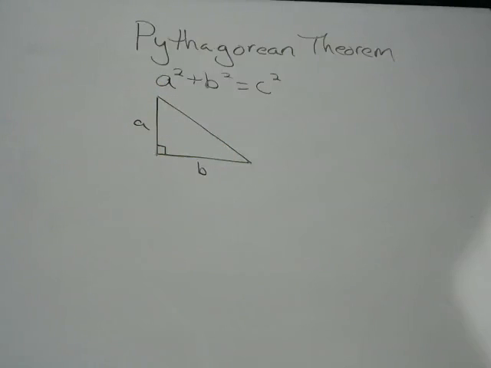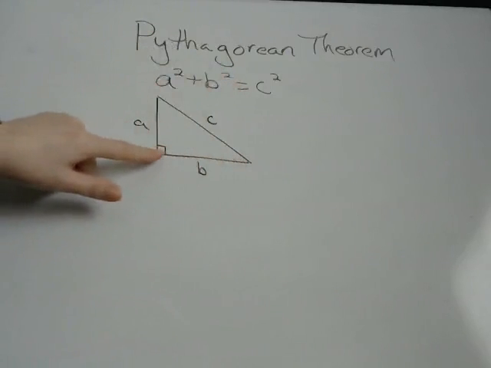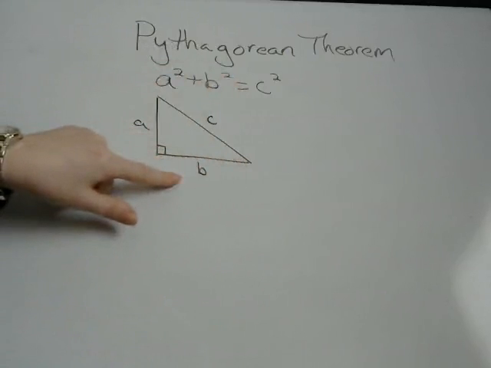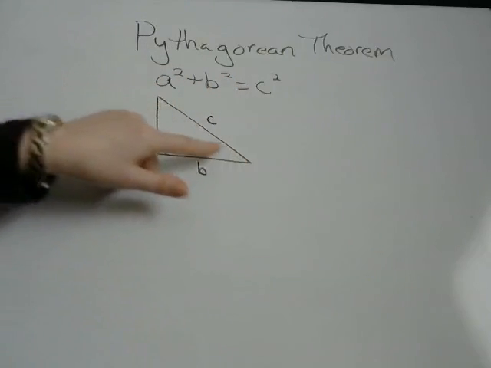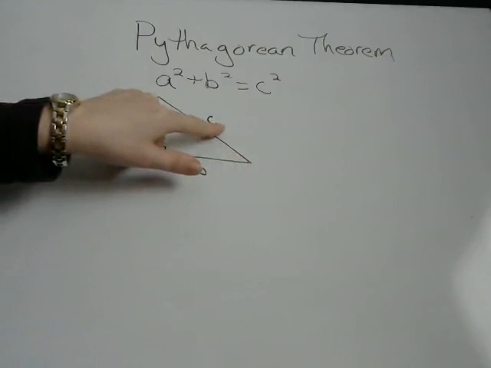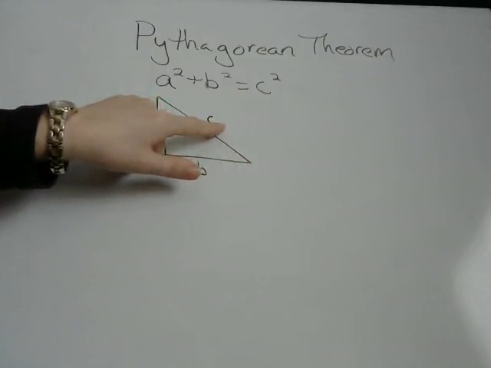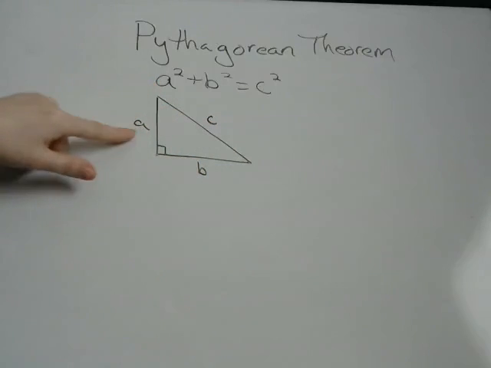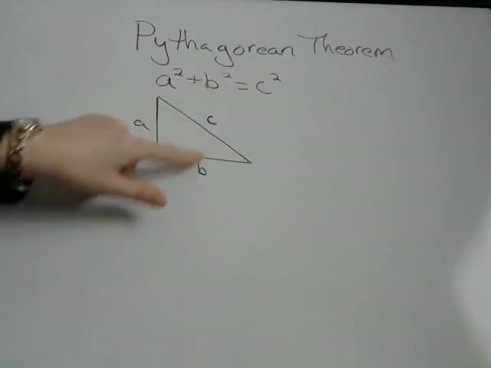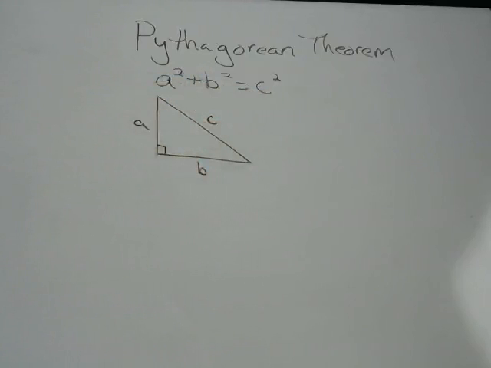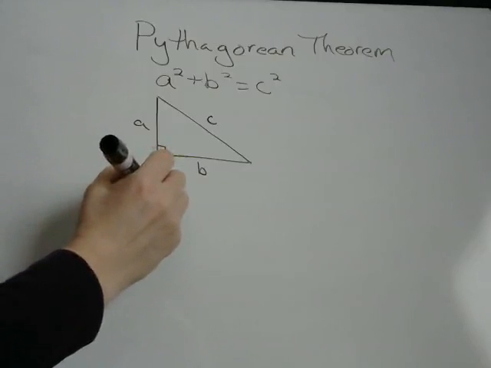The important part is that the slanty side, which is called the hypotenuse, is labeled C. So for the legs that are adjacent to this right angle, A and B, it doesn't matter. But the part that's not adjacent to the right angle is called the hypotenuse, and you need to label that as C. So this is this leg, this is this leg, and this is the hypotenuse.